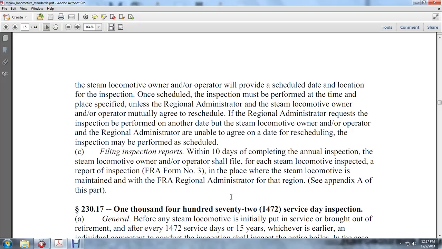(d) Filing inspection report. Within 10 days of completing the annual inspection, the steam locomotive owner and operator shall file with the FRA, for each steam locomotive inspected, a report of the inspection on FRA form number 3, at the place where the steam locomotive is maintained and with the FRA regional administrator for the region. See Appendix A of this part.